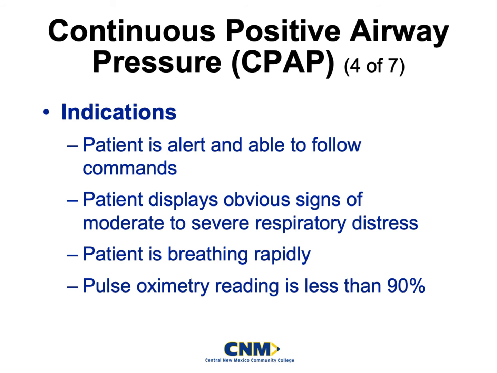Your pulse oximetry reading is very low, and I'm talking maybe possibly in the low 80s, high 70s, or even lower than that. The patient is breathing too rapidly, or your pulse ox is less than 90%. I'd be careful with that. I would want to see that. Me personally, as a paramedic, I don't think about CPAP until I see that oxygen saturation probably below 85%.